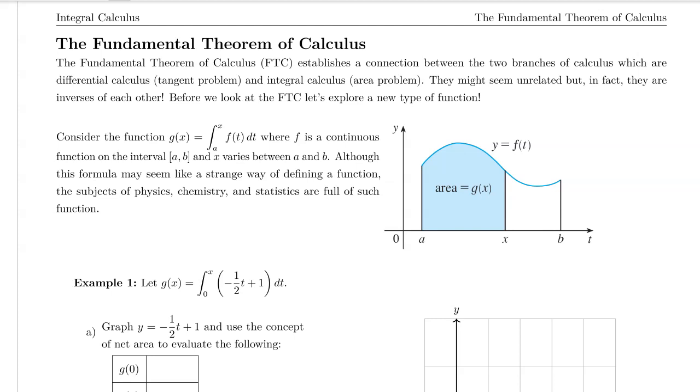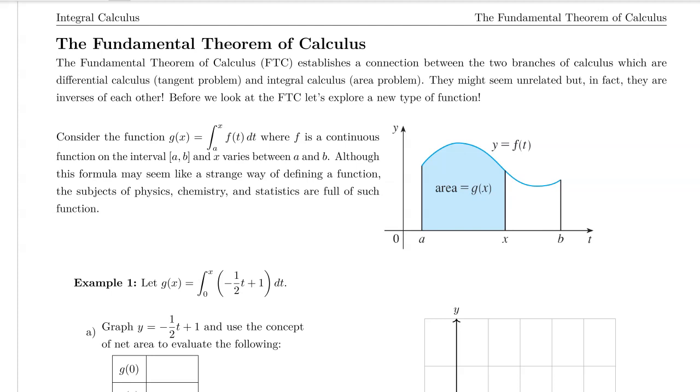Before we look at the fundamental theorem of calculus, let's explore a new type of function. Consider the function g(x), which is equal to the definite integral from a to x of some function f(t) dt, where f is a continuous function on the closed interval from a to b, and x varies between a and b. Although this formula may seem like a strange way of defining a function, the subjects of physics, chemistry, and statistics are full of such functions.